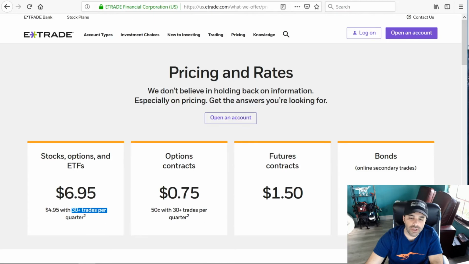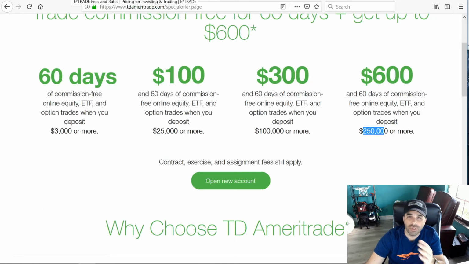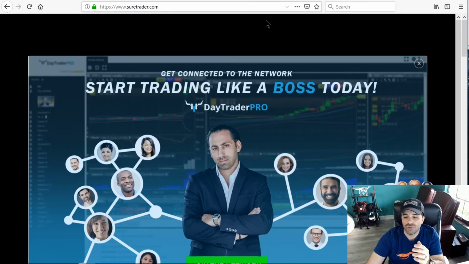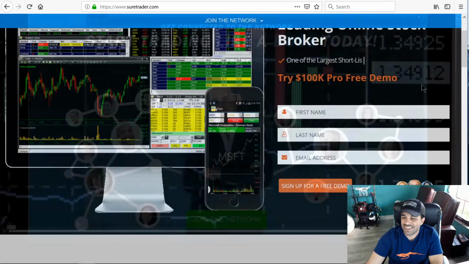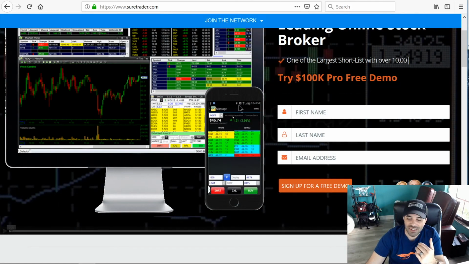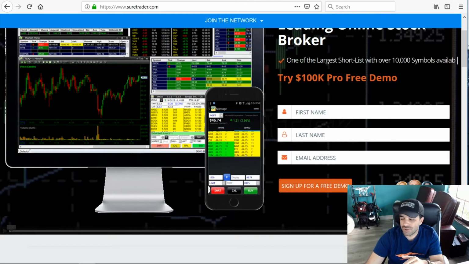Now, we've already covered E-Trade and TD Ameritrade on both cash accounts and margin accounts. Now we're going to hop on over and check out the offshore brokers. So to start, one of the most popular ones is SureTrader. SureTrader, look at this, they have a lot of pop-ups as you saw.